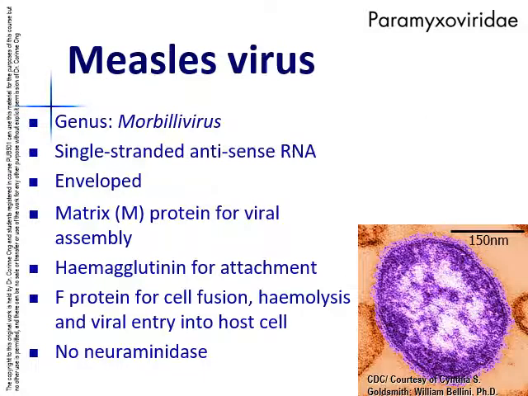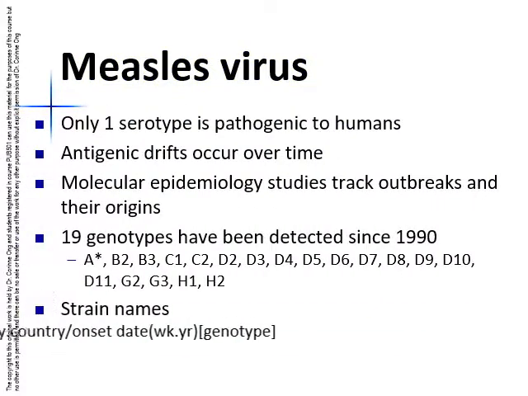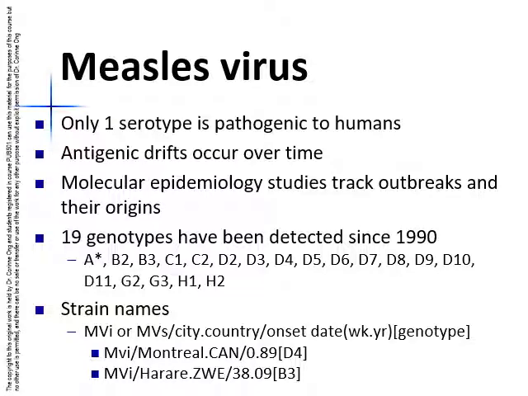The measles virus is a member of the Paramyxoviridae family in the Morbillivirus genus. It is an enveloped single-stranded antisense RNA virus with a number of important functional proteins, such as the matrix or M protein for viral assembly, hemagglutinin for attachment, the F protein for cell fusion, hemolysis, and viral entry into host cells. It does not have neuraminidase. There is only one serotype that is pathogenic to humans. However, antigenic drifts occur over time, so molecular epidemiology studies are used to track outbreaks and their origins.